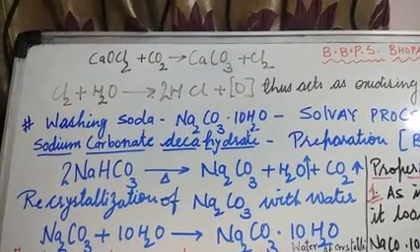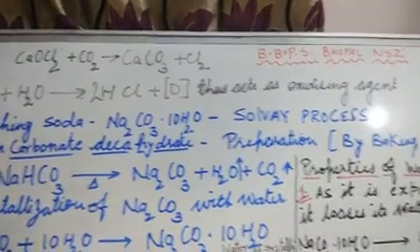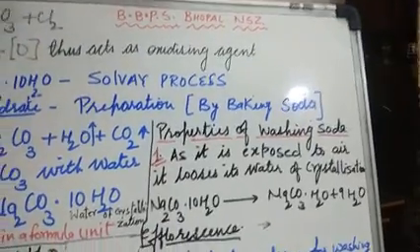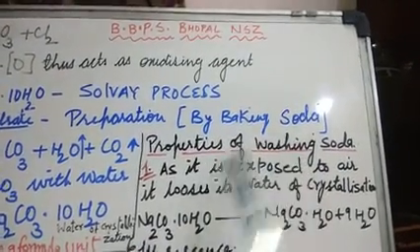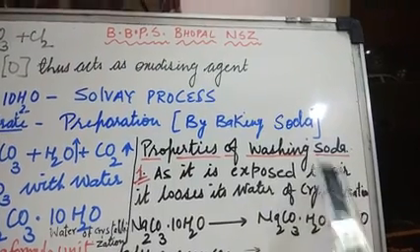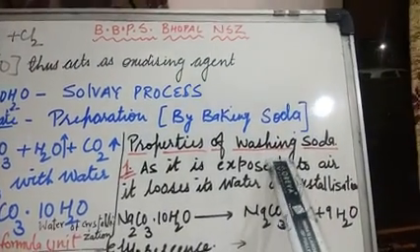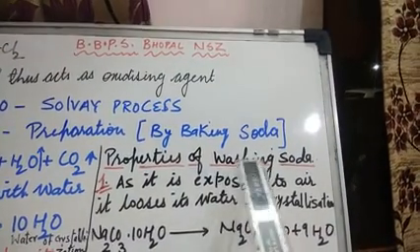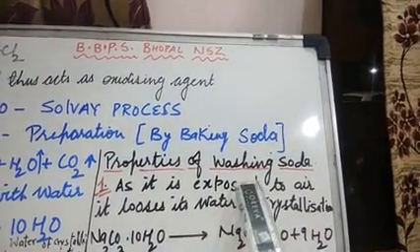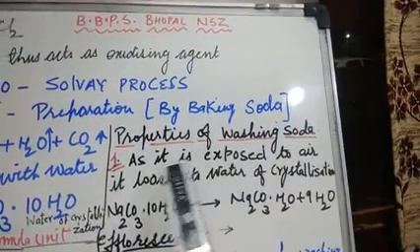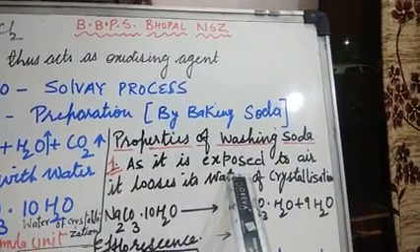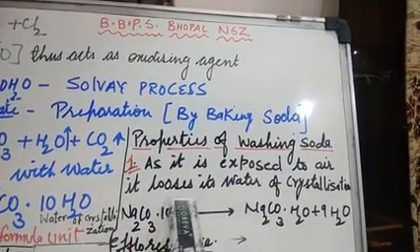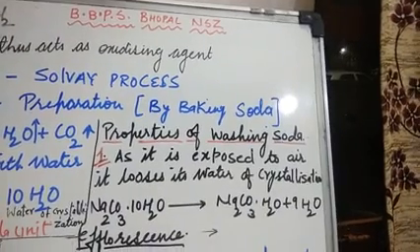Now we are proceeding towards its properties. What are the properties of washing soda? When washing soda is exposed to air, as washing soda has water of crystallization in it, that water is present in the form of crystal. It is not present in the form of liquid there. So, as this washing soda is exposed to air, it simultaneously starts losing its water of crystallization.